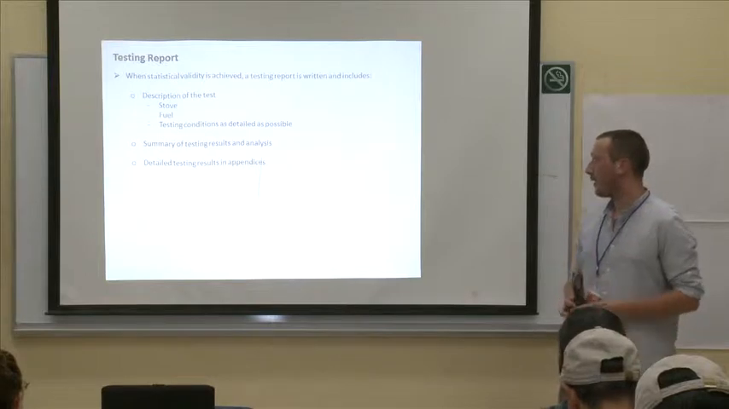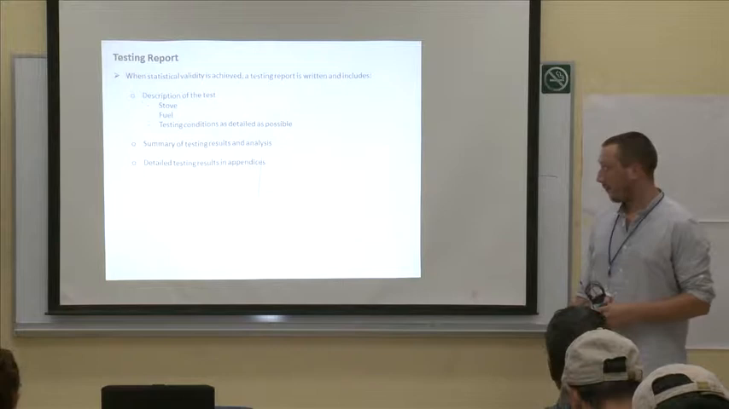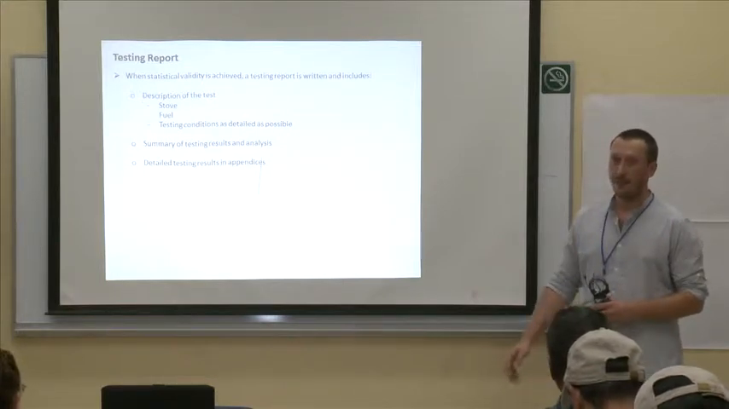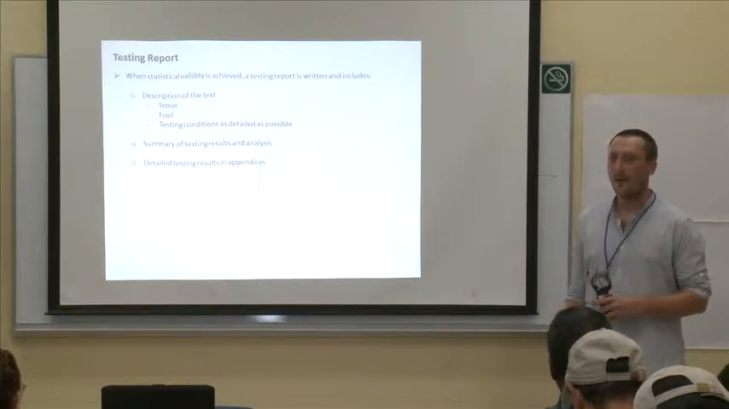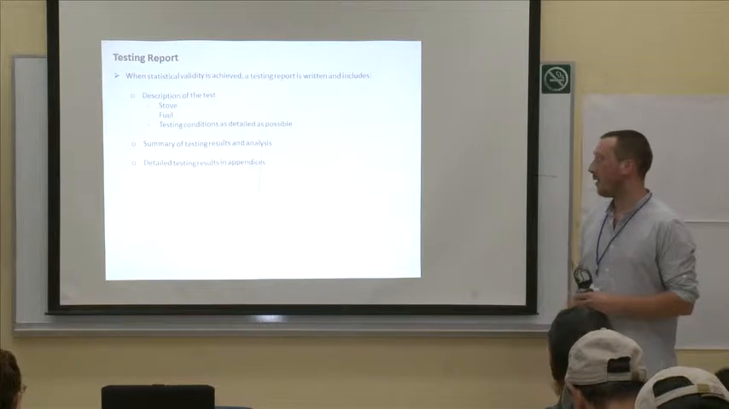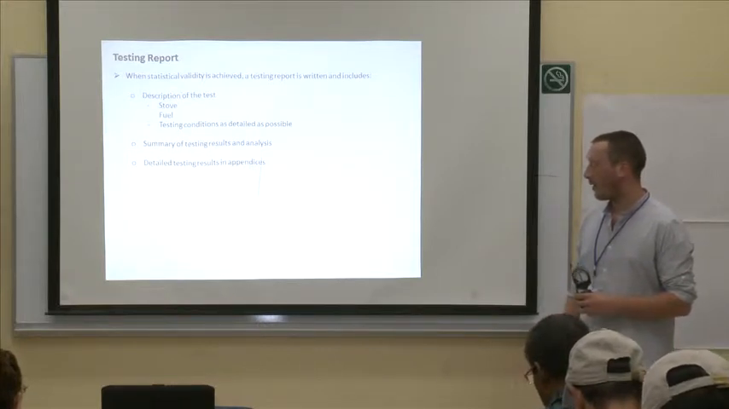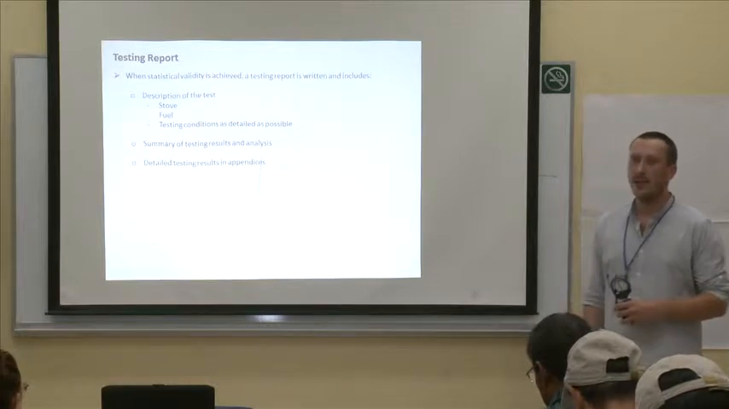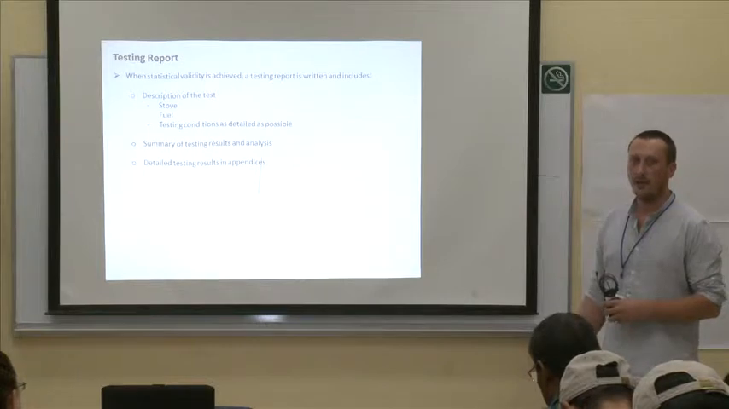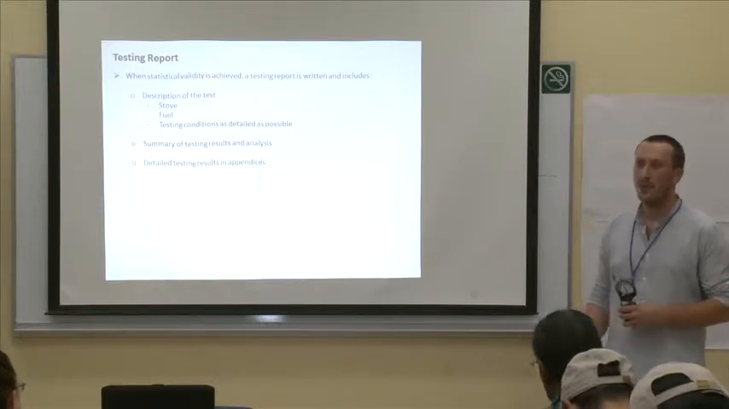We are writing a testing report that includes the description of the test, so the stove, the fuel, and the testing condition, how the stove was operated. We are summarizing the results and analyzing them, and we are also including the detailed testing results in an appendix. We are not including the raw data in the testing report, but I think they have to be available somewhere.